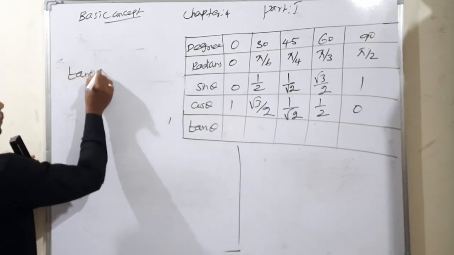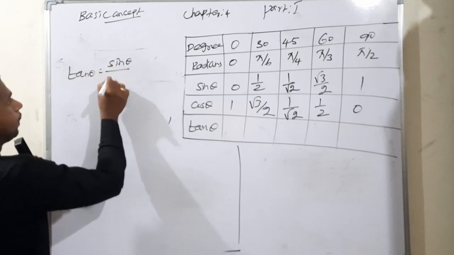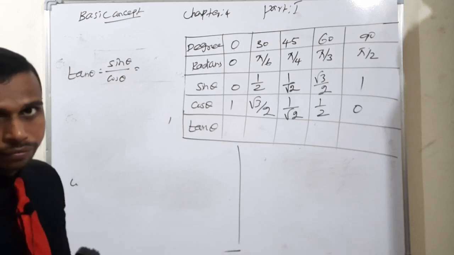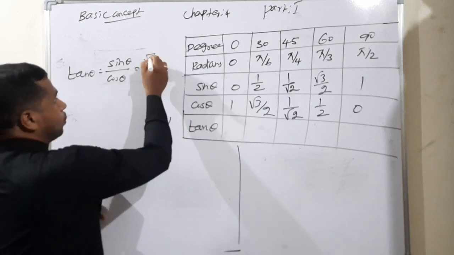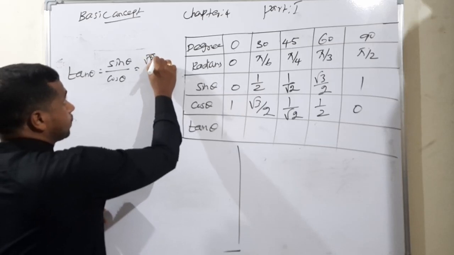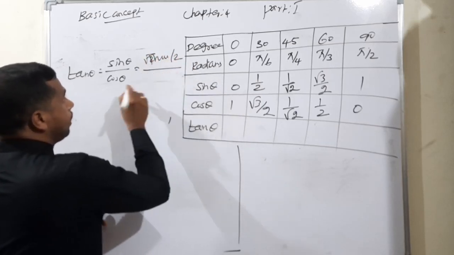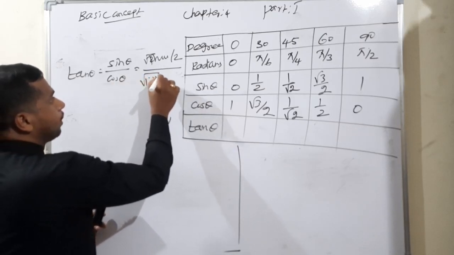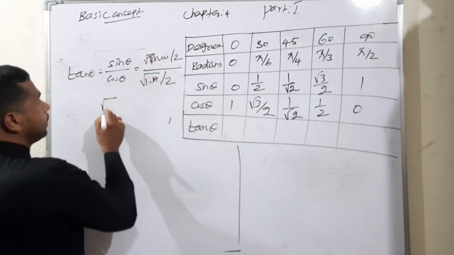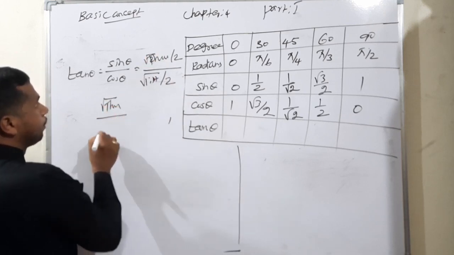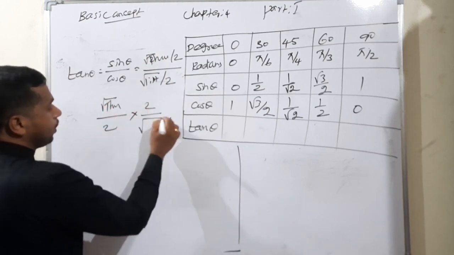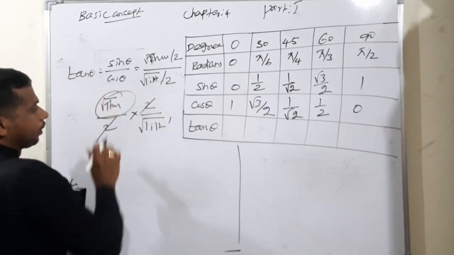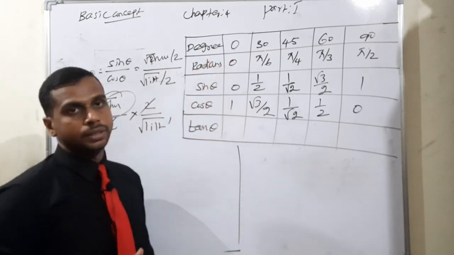tan theta is equal to the formula sin theta divided by cos theta. Already I told you, sin theta means square root of the number of fingers on the thumb side divided by 2. Again divided by cos theta, which means square root of the little side divided by 2. If you take the reciprocal, it is thumb side divided by 2 into 2 divided by square root of the number of fingers on the little side, so the 2s cancel. So, square root of the thumb finger side divided by square root of the little side, and you will get the value easily.